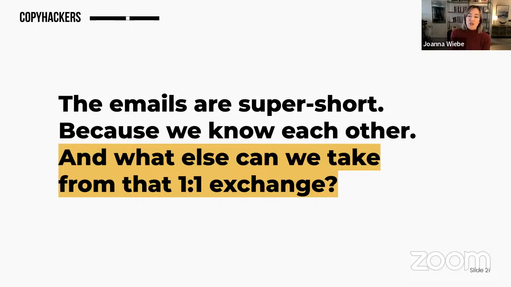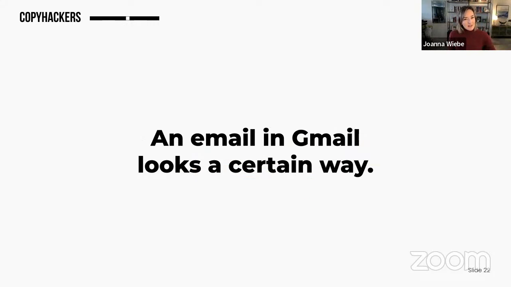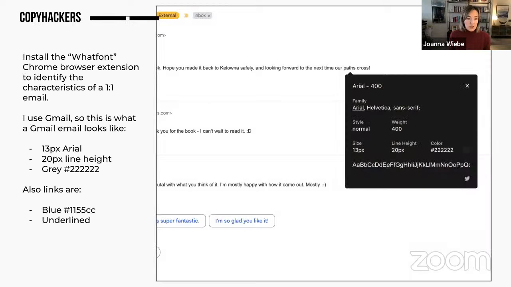The emails that you just saw are super short, and that's because we know each other. So your emails that are supposed to look like you know the person should also be pretty short, pretty much to the point, in a friendly, we-know-each-other, familiar kind of way. What else can we take from that exchange I just showed you? An email in Gmail looks a certain way. Now, there are different email clients: Outlook, your Apple phone, your Apple Mail, whatever it might be. They look different ways. Let's start by just looking at what Gmail looks like.